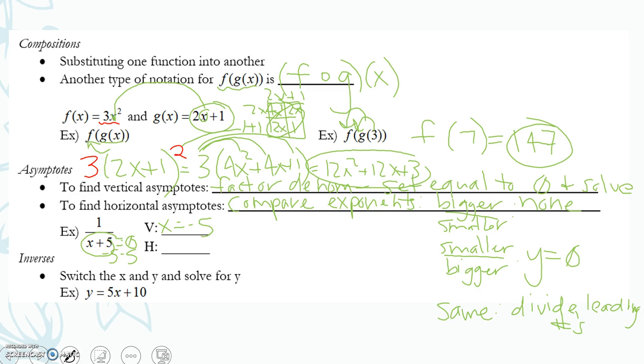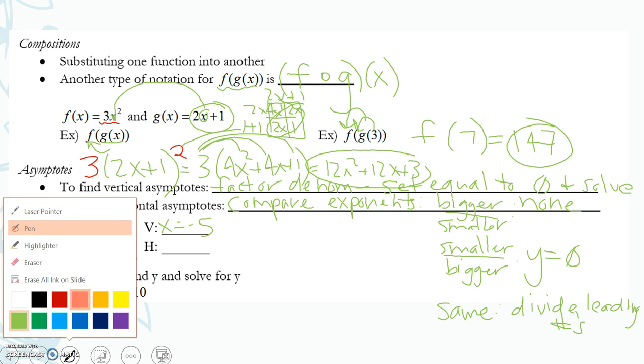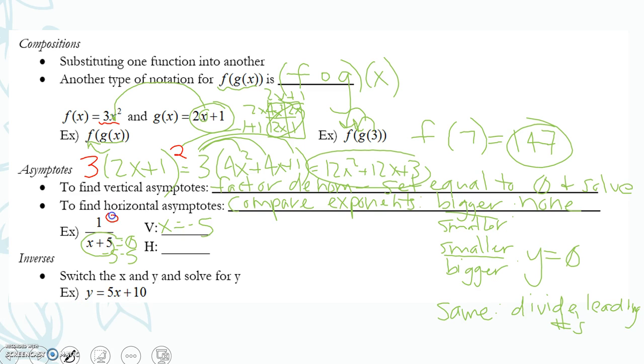So in this case, there is no x up top. If there is no x up top, that means the exponent is 0. On the bottom, there is an x, and the exponent's 1. So 0 is smaller than 1, so it's a smaller over bigger, so that means the horizontal is y equals 0.